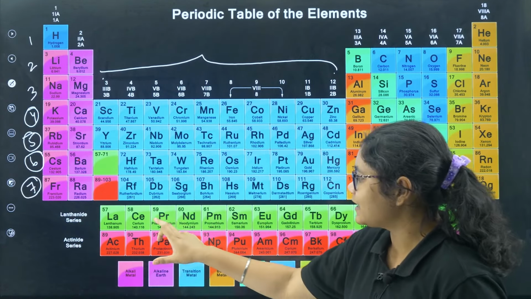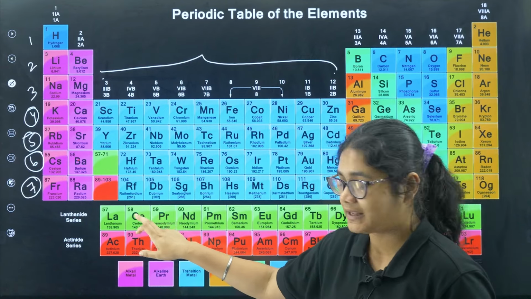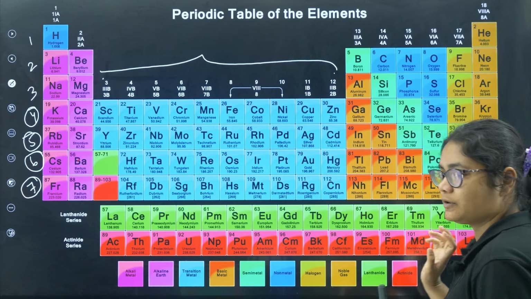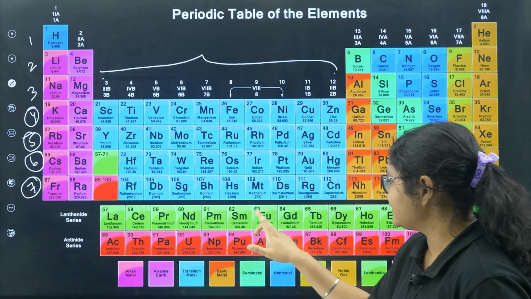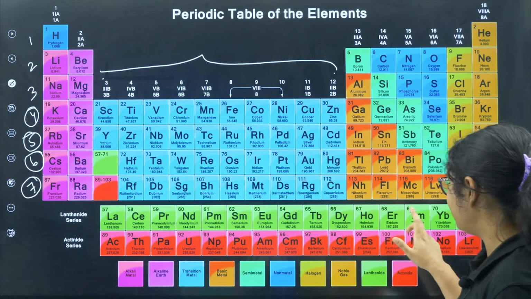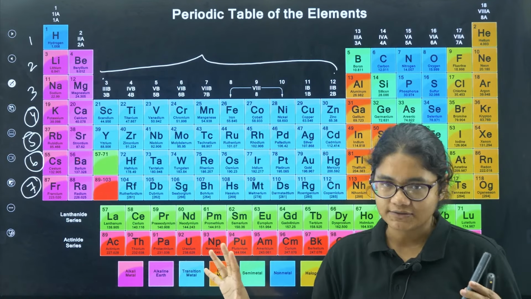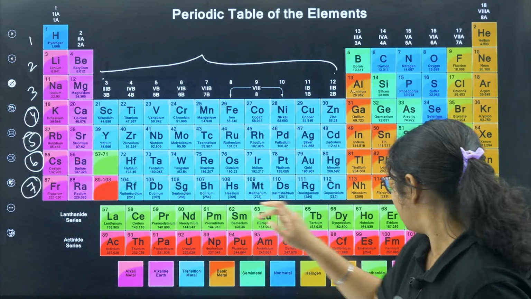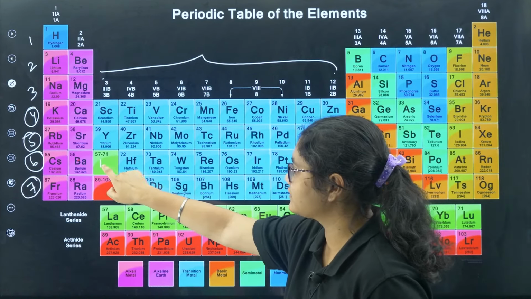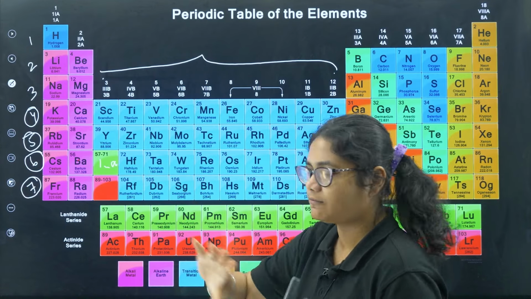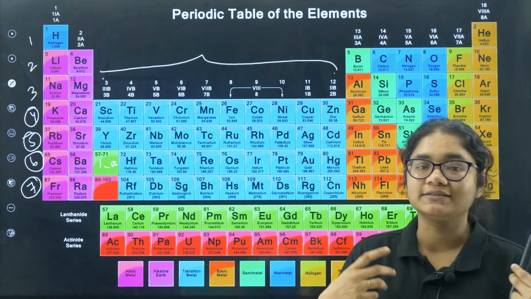The first element of lanthanide is cerium, that is atomic number 58. 58 to 71 is the first series. First 4F: 1, 2, 3, 4, 5, 6, 7, 8, 9, 10, 11, 12, 13, 14. So there are 14 elements in the 4F series, starting from cerium to lutetium. Now lanthanum is a part here, lanthanum is present here. After lanthanum, whatever elements are there up to 71, they are called lanthanides.